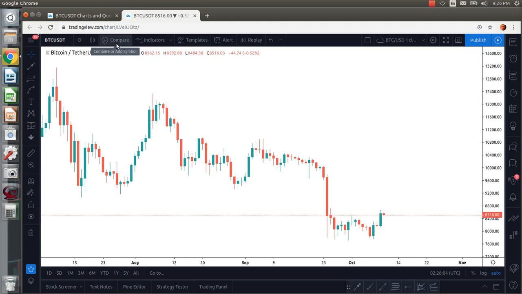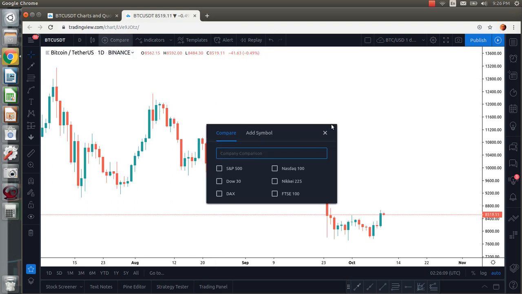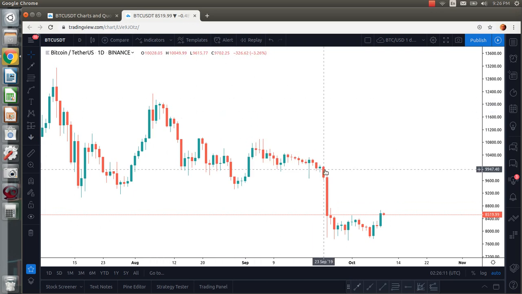So you can actually compare symbols. I could throw this up and put in Litecoin here, and it'll throw a Litecoin line graph on this chart as well and compare it to Bitcoin percentage wise.